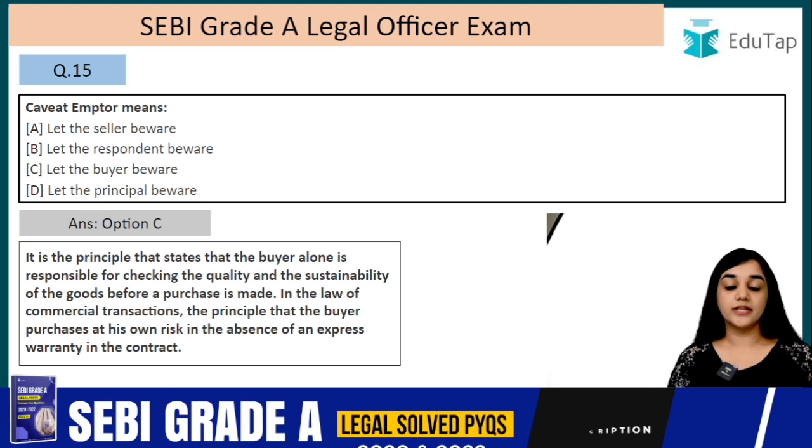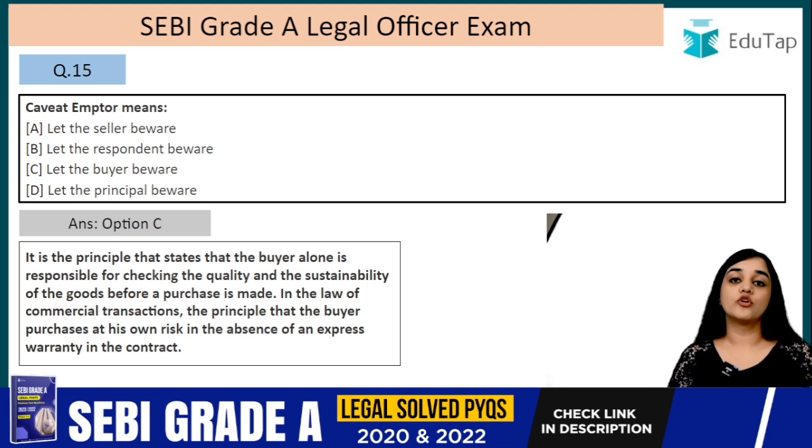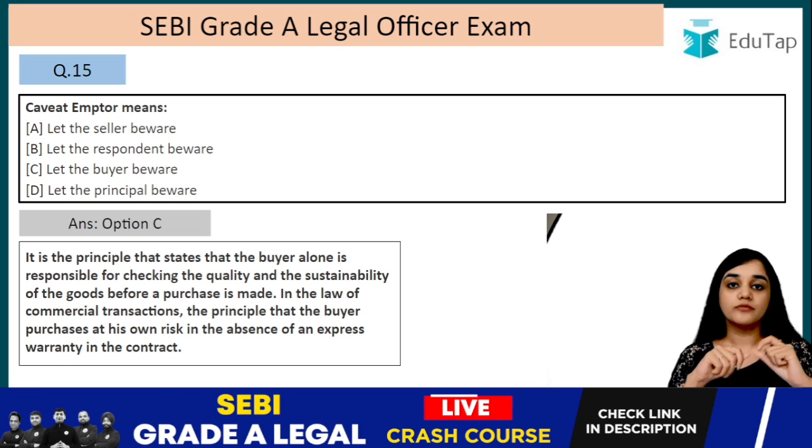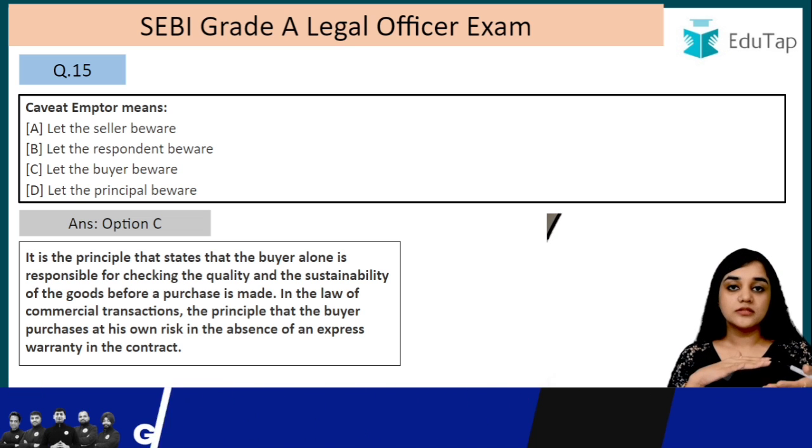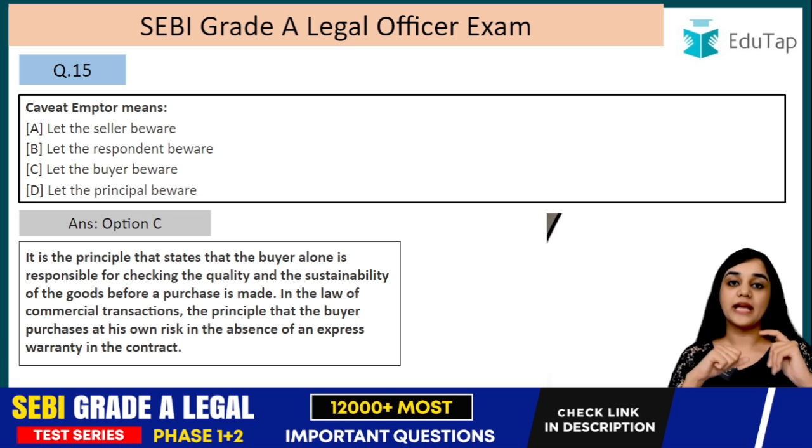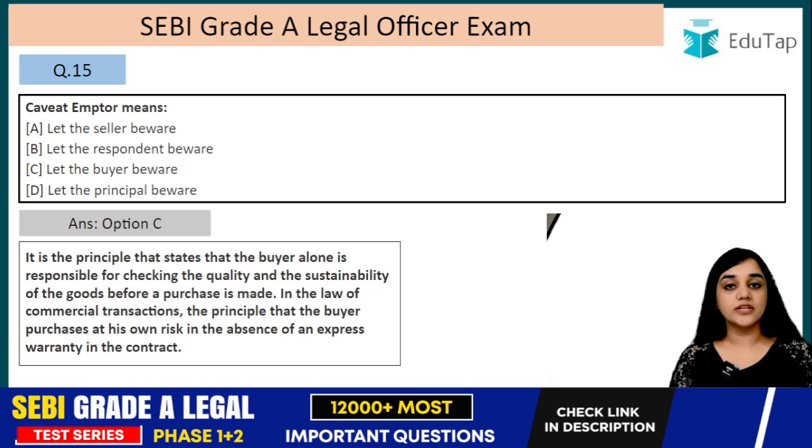So this we have done, that a buyer has to check for all the patent defects. So he is going to be liable. So it will not be the duty of the seller to reveal all the patent defects to the buyer. So in this case, we have done this. It is caveat emptor, that is let the buyer beware.